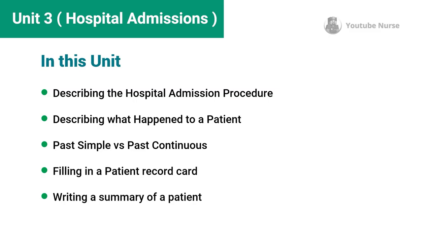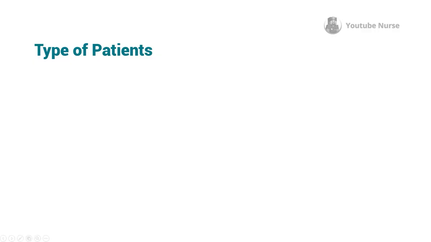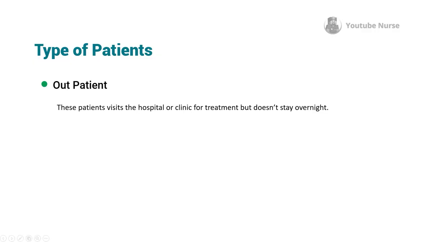Before we jump into the lesson, there's something important we need to cover first. Let's talk about 3 important types of patients you'll hear about in any hospital setting. Knowing the difference is key before we move forward. Let's break it down. First up, we have the outpatient. This is someone who visits the hospital or clinic for treatment, but doesn't stay overnight. Think of quick visits like checkups, blood tests, or minor procedures. In and out, nice and simple.